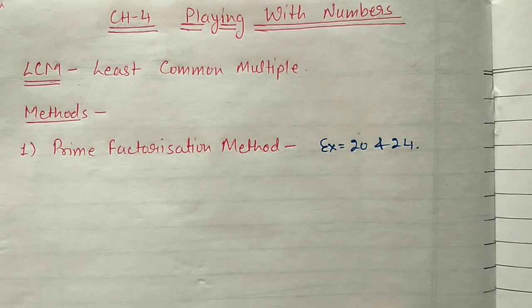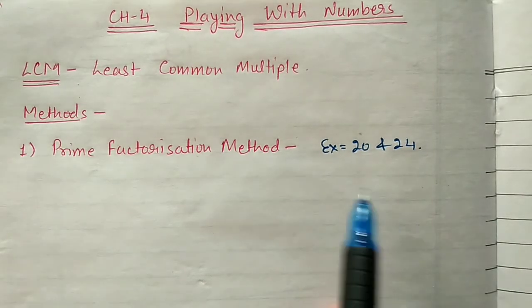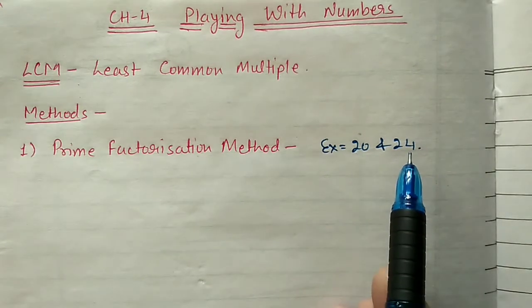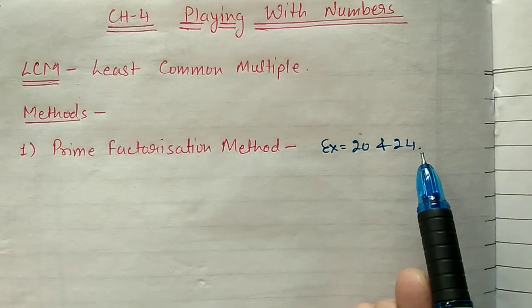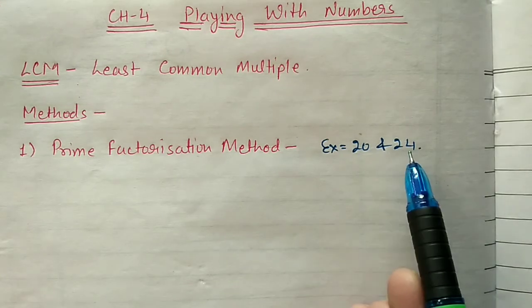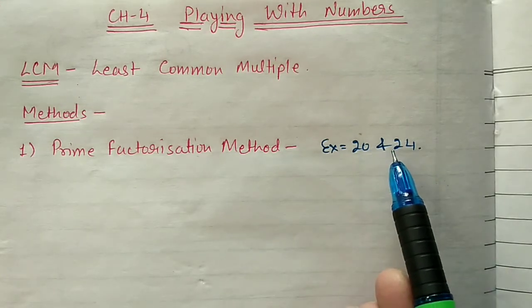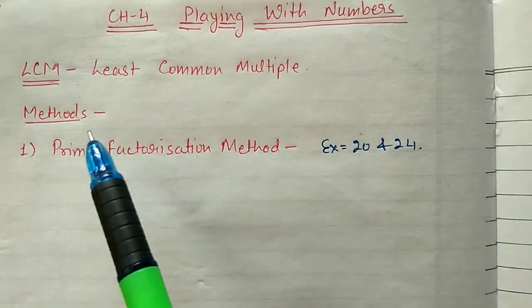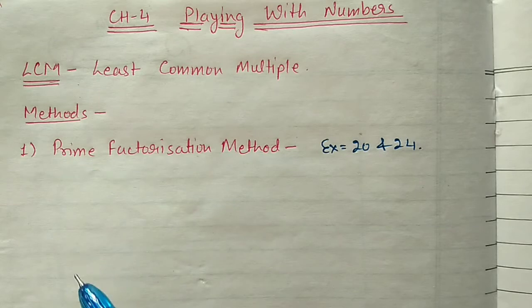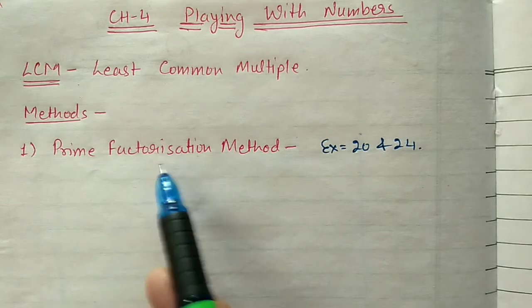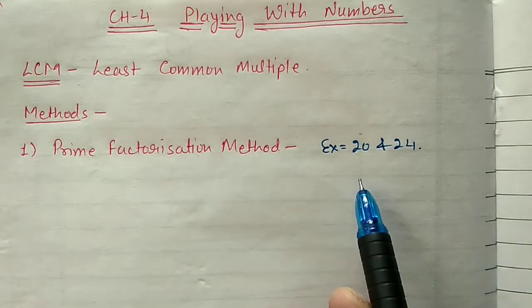It means that for given numbers you have to find the multiple which is common to both numbers and the smallest. For example, here I have taken 20 and 24. For these two numbers, we have to find the common multiple, the common multiple which comes first. For this we have two methods. The first one is the prime factorization method and the other one is the division method. First we will discuss the prime factorization method.